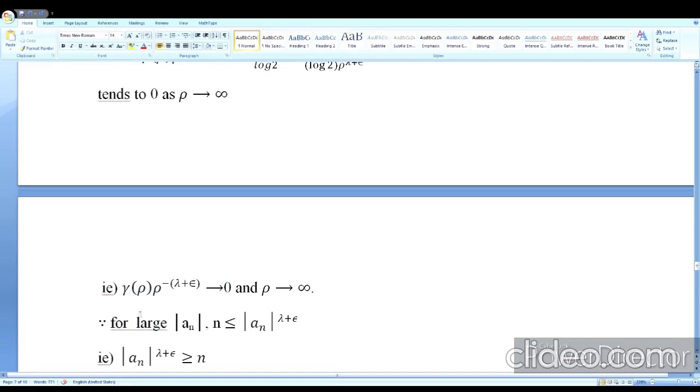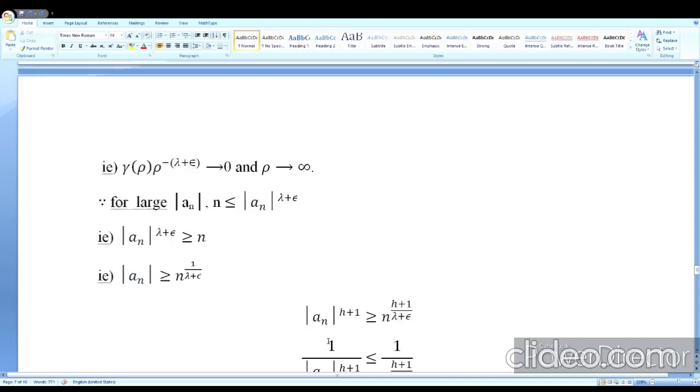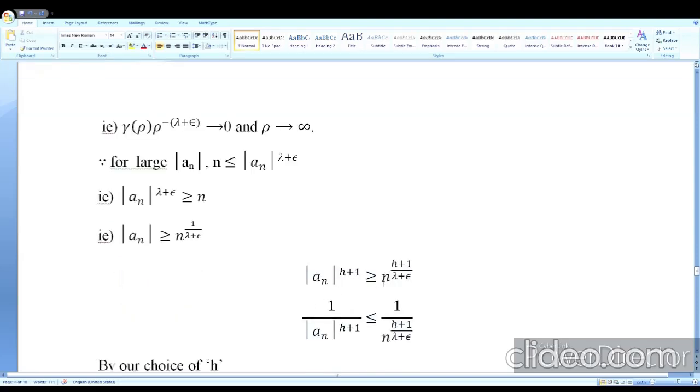Therefore, for large modulus of an, we know that n is less than modulus of an power lambda plus epsilon. Or rewriting this, we can write modulus of an power lambda plus epsilon is greater than or equal to n. Or modulus of an is greater than or equal to n to the power 1 by lambda plus epsilon. Now raise power h plus 1. This modulus of an power h plus 1 is greater than or equal to n power h plus 1 by lambda plus epsilon. Taking reciprocal, we get less than or equal to.